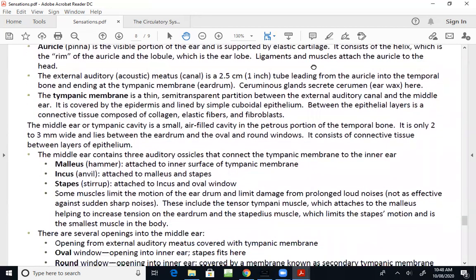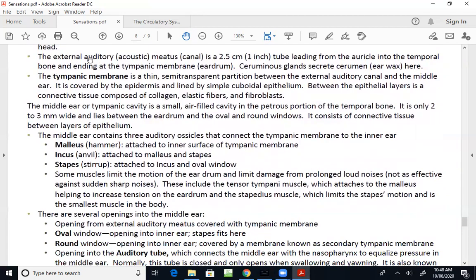What you stick your Q-tip into is the external auditory or acoustic meatus or canal, a 2.5 centimeter, 1-inch tube leading from the auricle into the temporal bone, ending at the tympanic membrane, which is a fancy word for your eardrum. We actually saw this picture previously when we talked about the bones, but we've talked about ceruminous glands all the way back in Unit 1, which are the glands that secrete our cerumen or earwax.